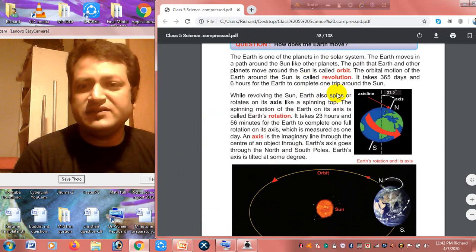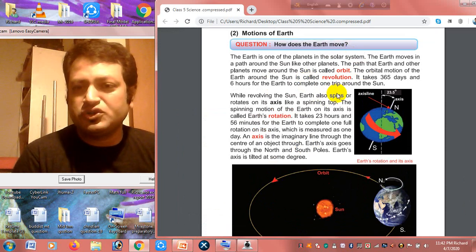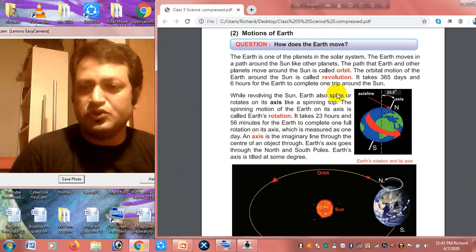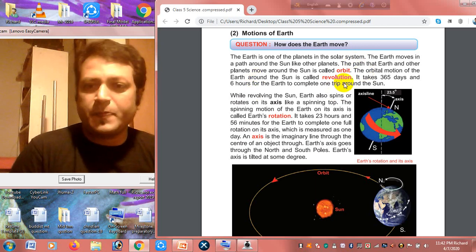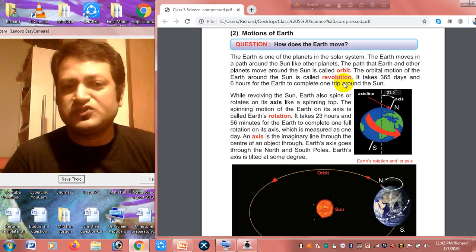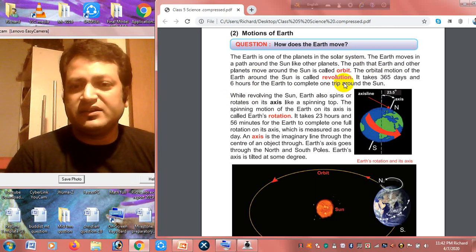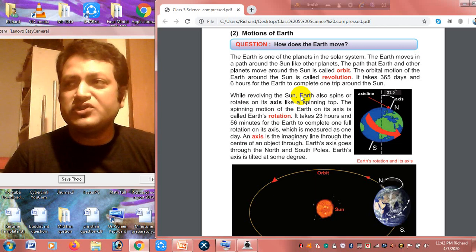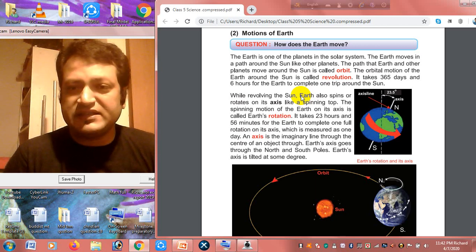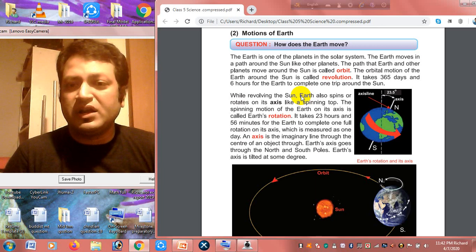And you can say another motion. The motion is actually of two types. One is revolution, another is rotation. The orbital motion of the Earth around the sun is called revolution. It takes 365 days, 6 hours to complete one trip around the sun. Another one is Earth's rotation, or you can say diurnal rotation.